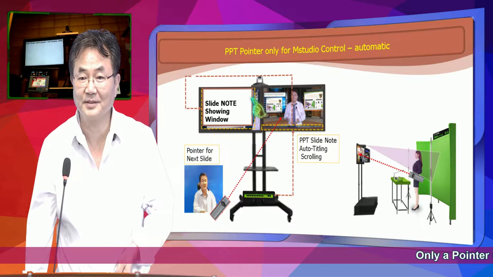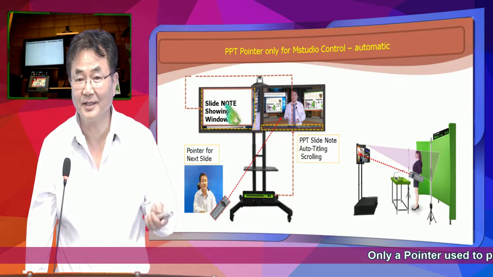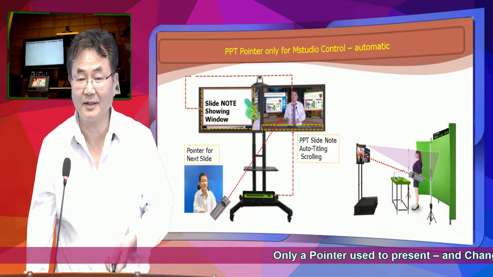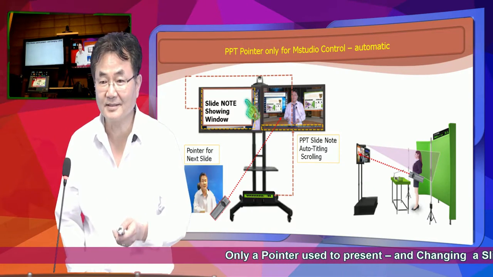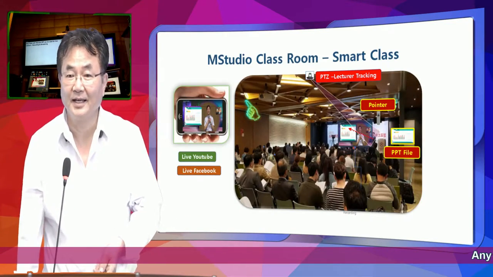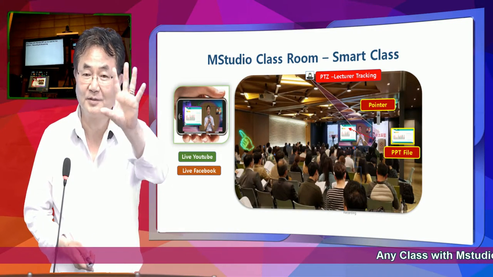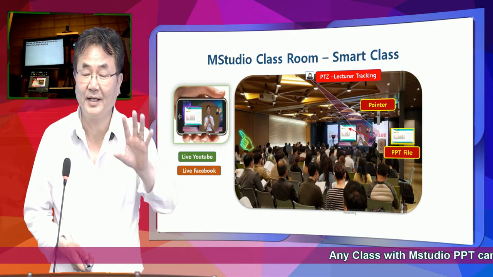So you have the slide note automatically showing, like here, and also you have a random MStudio output, camera, a pointer, that's all. For the next slide, you just click here. And this can be put in the classroom, so every student will see the PowerPoint and yourself coming on.